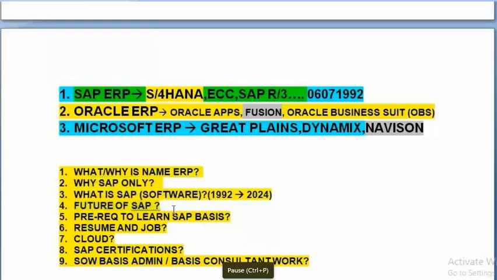Next, sir, we are from different backgrounds here. Some people are 3-year graduates, some are MCAs, some are BTechs, some are MBAs. Who is suitable to learn Basis administration? What education do I need to learn Basis? Is there any prerequisite? You have to get this question answered.